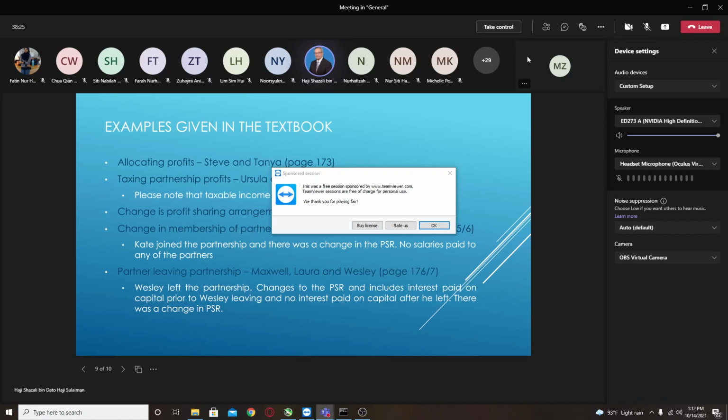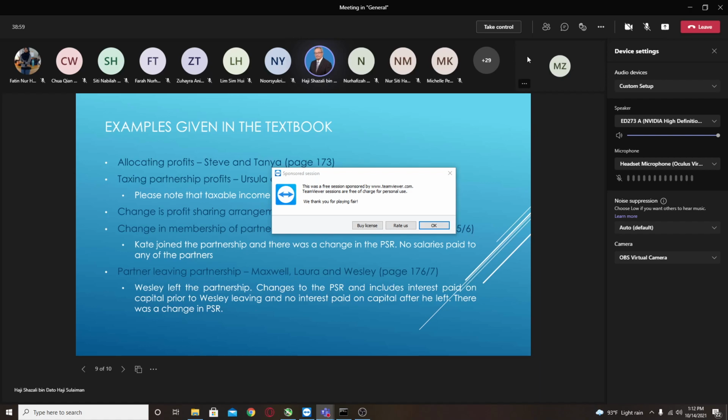So it's important that when there are changes to any condition during the year, you need to do an apportionment of the profit to what the pre-arrangement was and what the post-arrangement is. Okay, can you understand? Yes, no? Okay, silence means yes, no confusion. Okay, right.